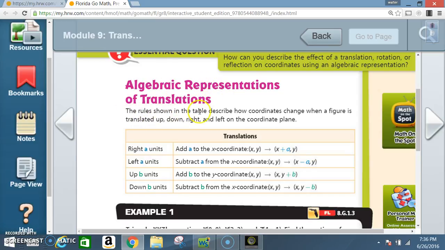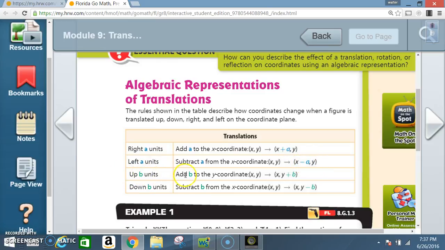The rules shown in the table describe how coordinates change when a figure is translated up, down, right, and left on the coordinate plane. Translations. Right A units: add A to the x coordinates. So (x, y) becomes (x plus A, y). Left A units: subtract A from the x coordinate. (x, y) becomes (x minus A, y).